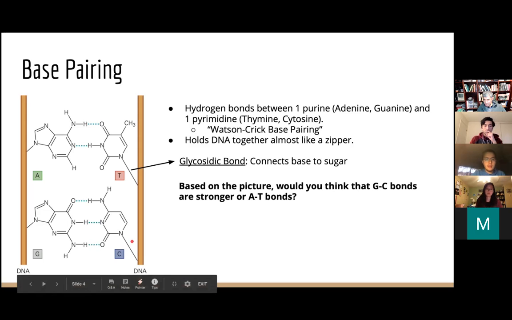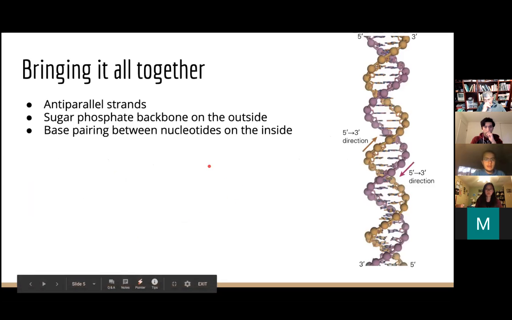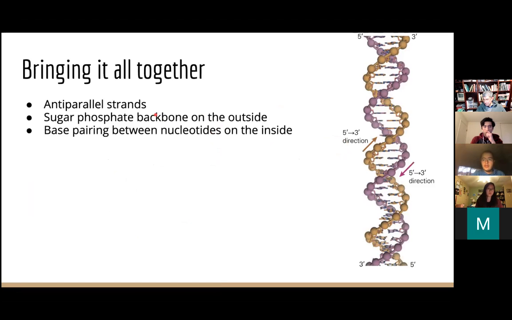Good job. And now that we talked about the 2 aspects, we can bring it all together. So DNA runs in 2 anti-parallel strands, and following what I said from the first slide, one strand has the 5' group at the top, and then it runs down to the 3' end. And then the other strand has the 3' end with the hydroxyl group and runs down to the 5' end with the phosphate group. And then there's the sugar-phosphate backbone on the outside, and then there's base pairing with the nucleotides on the inside.